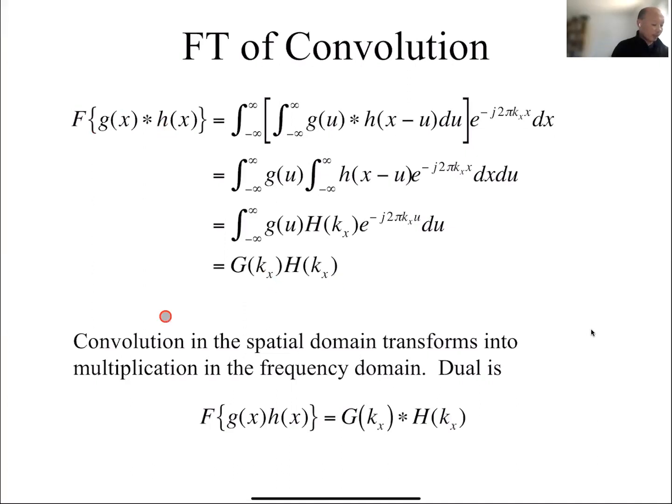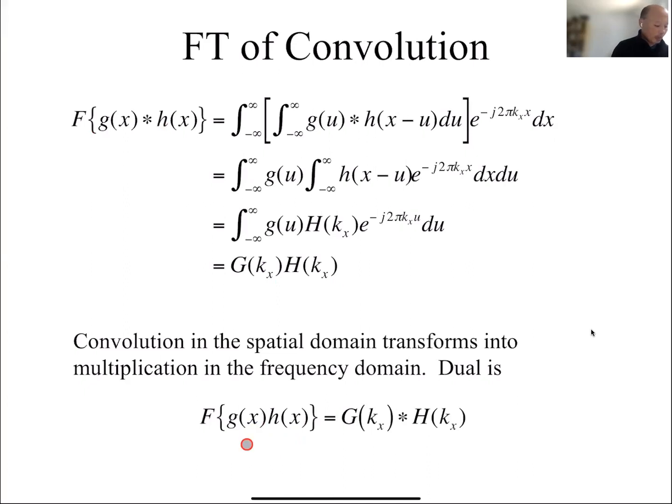And we also have the dual: g of x times h of x, if I multiply two things. Now notice that these are both x's, so this is not a separable function. It's not x and y. If this was x and this was y, these would be separable functions and we would just multiply on this side. But these are the same x.